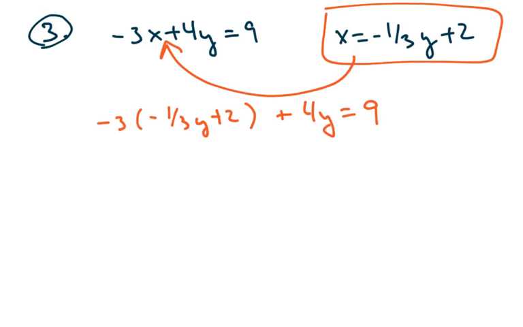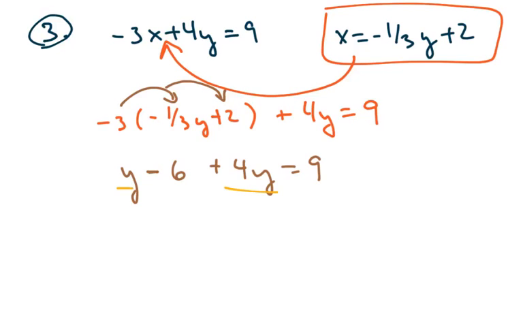Alright, and solve like normal, distribute. So we'll get, now remember, negative 3 times negative 1/3, a negative times a negative is a positive, 3 times 1/3 is 1, so we're left with y. Negative 3 times 2 is negative 6. Plus 4y is 9. Let's combine like terms, so we're going to put these two together. We're going to get 5y minus 6 is 9.